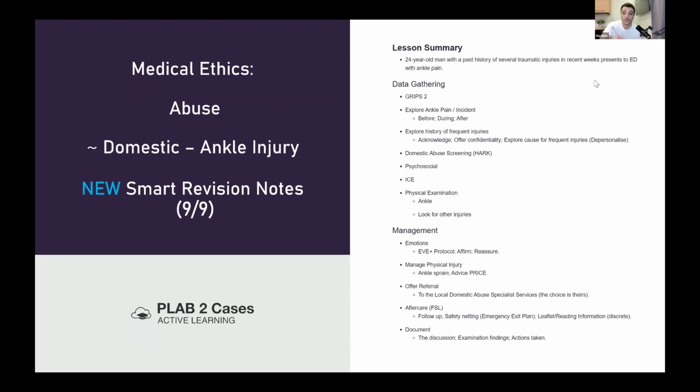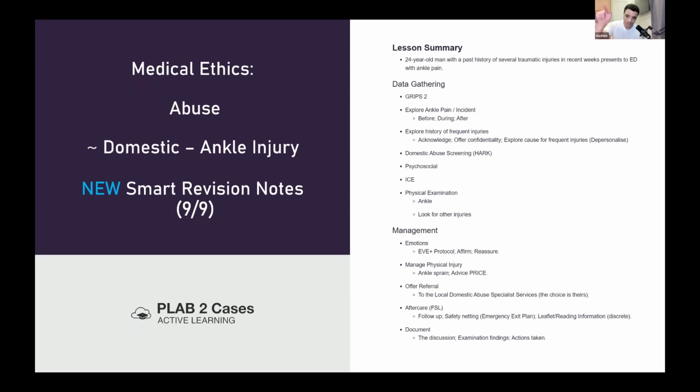Management key themes. So emotions: we have to thank them. Thank you for sharing. I believe you. What he did is not right. All these kinds of empathetic statements are important for a domestic abuse victim to hear. You can use the EVE protocol as well. But do make sure you finish on a positive note. So, I'm really glad that you've come today so that we can work things out. We can see what we can do to support you, to help you. Don't just finish on, I'm really sorry what's happened to you, that's really not nice what's happened to you.